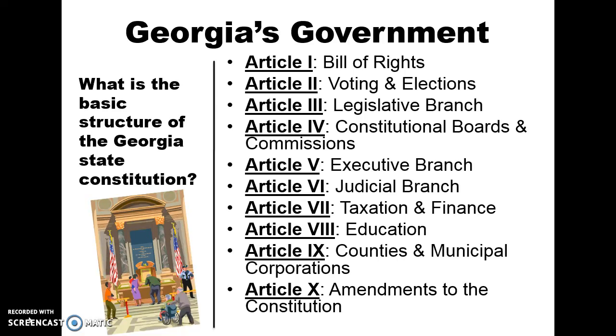Now, Article 10 are amendments to our state constitution. Some of our amendments to Georgia's constitution are blended in the appropriate article. So if there's a law that is passed about education or an amendment that's passed about education, it'll go into Article 8 instead of into Article 10. But when an amendment is passed that does not match one of the other articles, it goes into this section.